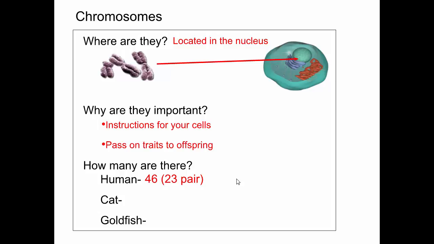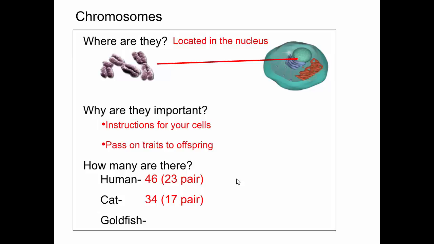So they are found in 23 pairs. Chromosomes come in pairs. Basically, each of those chromosomes has a partner. And we'll talk a little bit more about why in a minute. A cat has 38 chromosomes total. So different organisms may have different numbers of chromosomes.